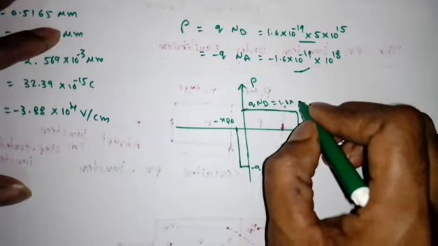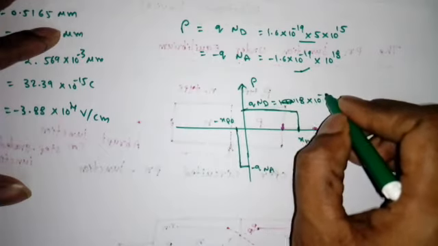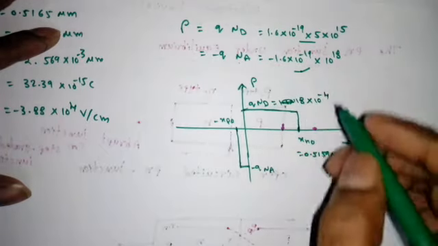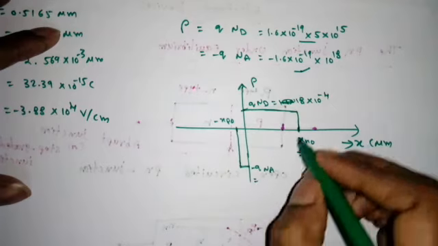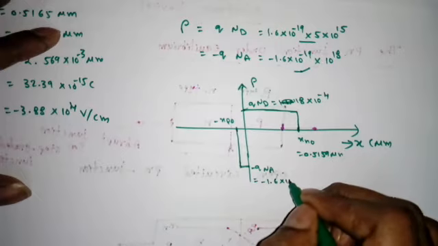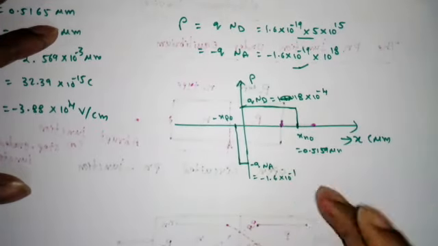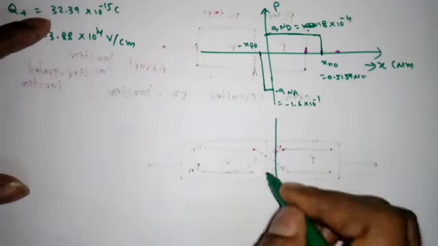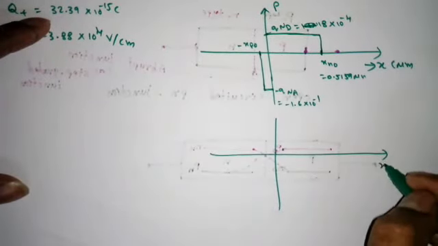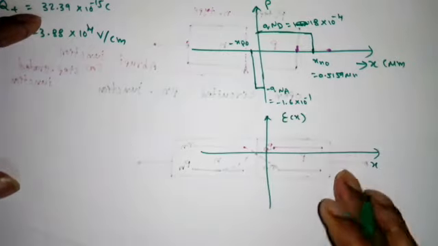This is 1.6 into 10 to the power, we can take like this, 8 into 10 to the power minus 4 when I multiply this. So when I multiply these two, what will I get? Minus 1.6 into 10 to the power minus 1. See, this is 10 to the power minus 4, this is 10 to the power minus 1. This one is large. Next, we have to integrate this charge density, then we will get the electric field distribution.